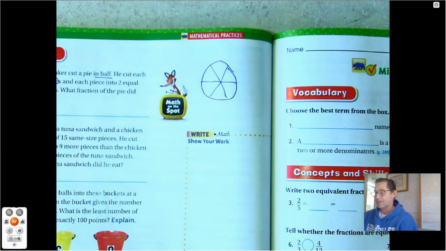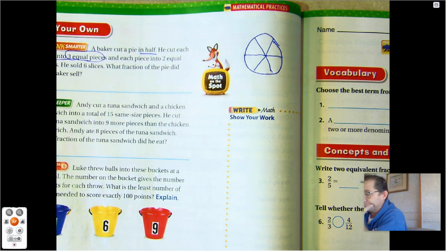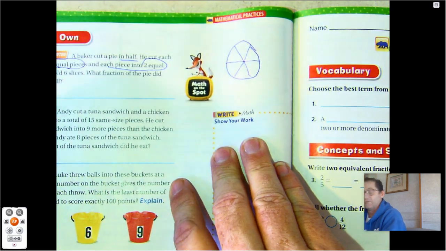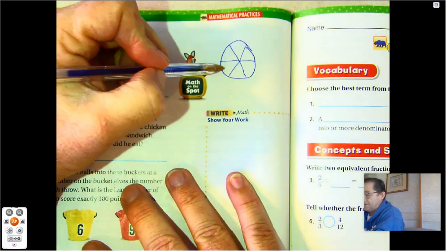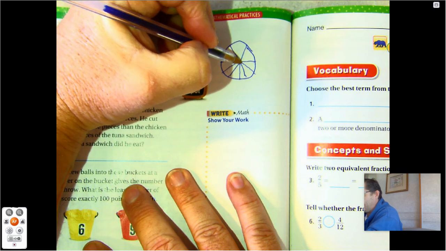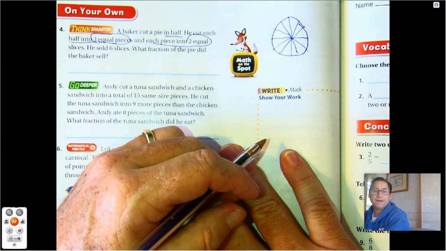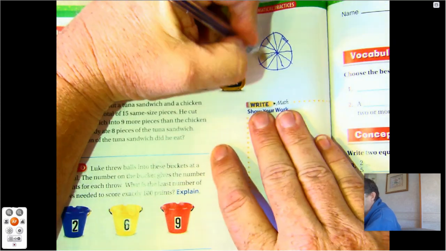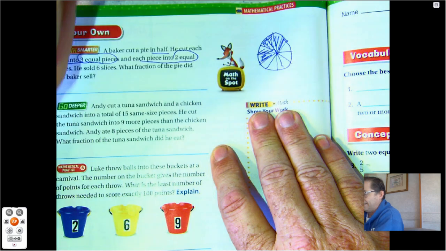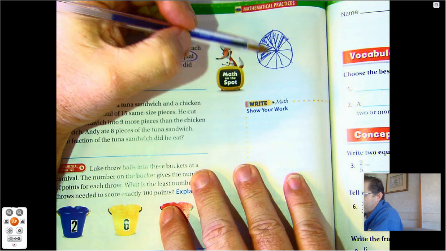Okay. And then he cut each piece into 2 equal slices. So this is a piece here, and he cut it in half, and cut it in half, and cut it in half, cut it in half, cut it in half, cut it in half. All right. And then he sold 6 slices. So let's just show that by coloring in 6. 3, 4, 5, 6. So he sold 6 out of how many? How many are not shaded? 1, 2, 3, 4, 5, 6. So 6 shaded, 6 not shaded.